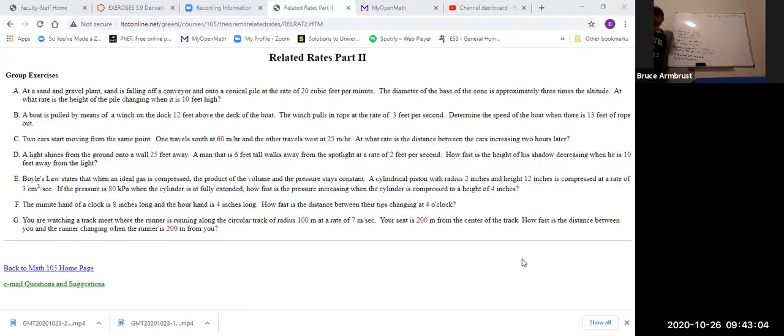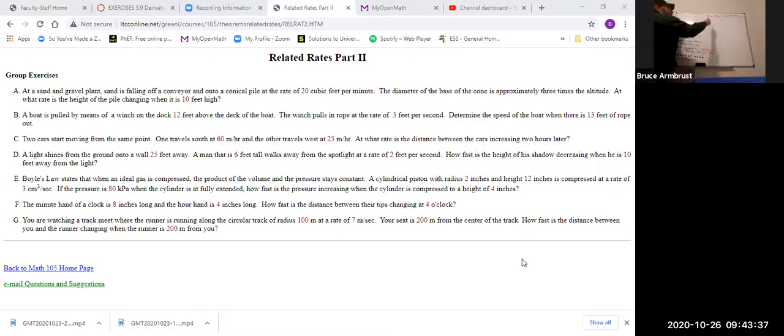Do you see any rates in there? All right, so Bailey just said the man's speed. That's exactly it. If you look at the second sentence there, it says a man that is 6 feet tall walks away from the spotlight at a rate of 2 feet per second. So the word is right there, rate, right? 2 feet per second. That's the speed of the man.